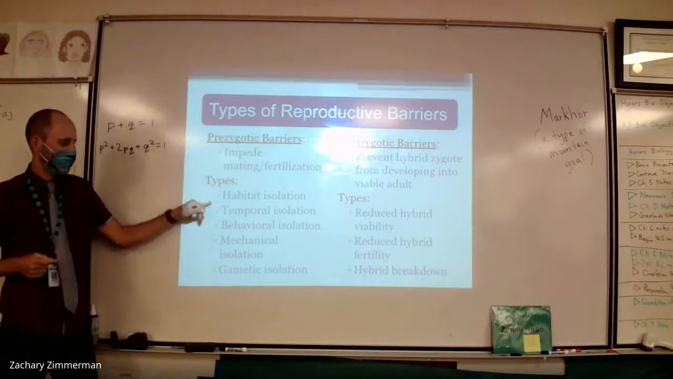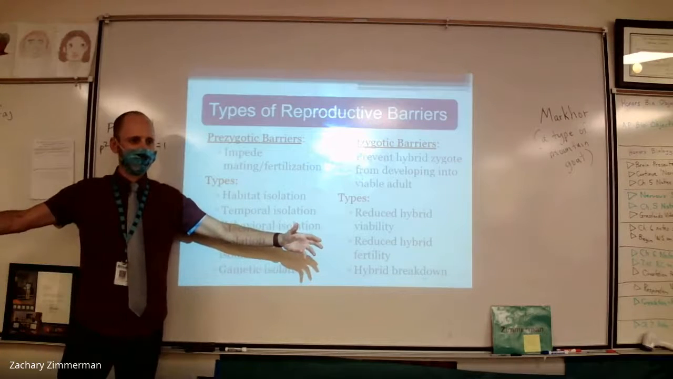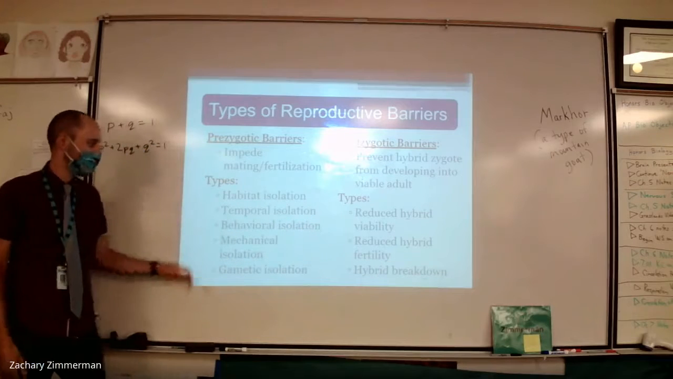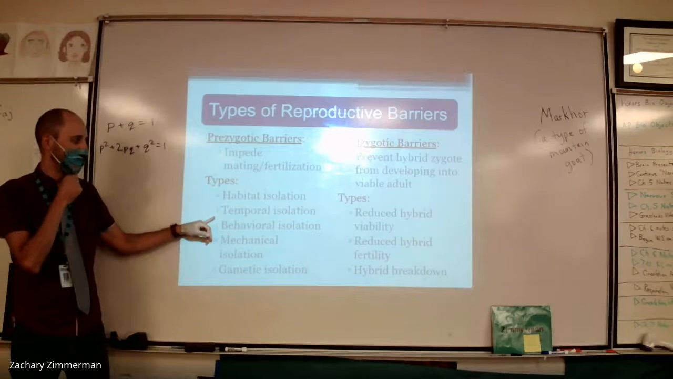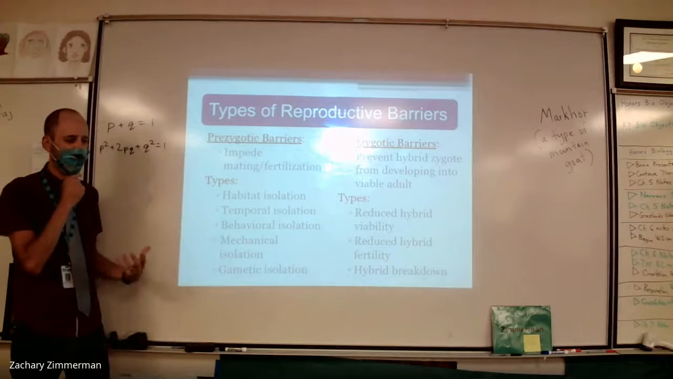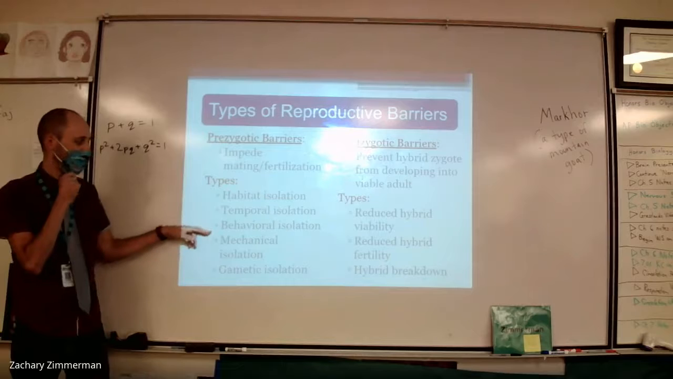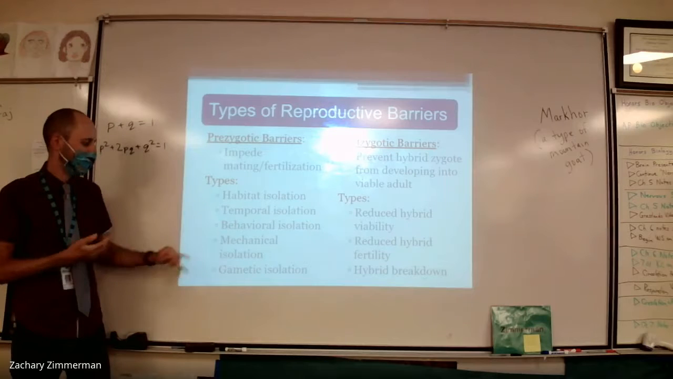So habitat isolation. If there's a mountain that separates two different populations of mammals, that would function as a barrier. It keeps them from reproducing together. Temporal isolation. So maybe they're separated. Maybe one species is extinct or about to go extinct, and the other one is thriving. So there's a separation in time. Behavioral isolation. Like I said, the mating behaviors are a big one.